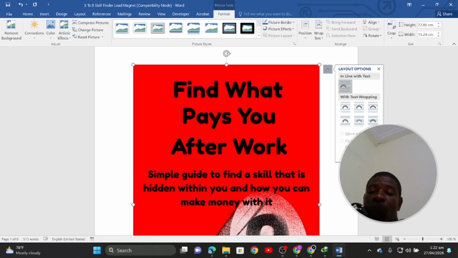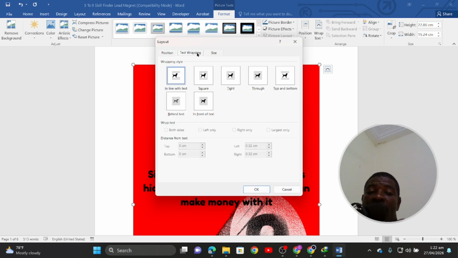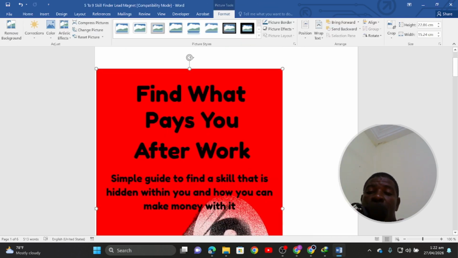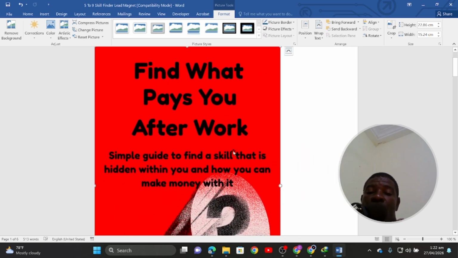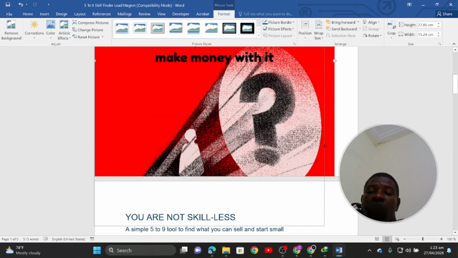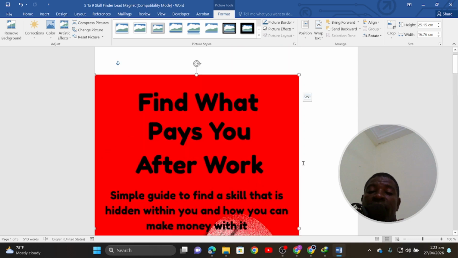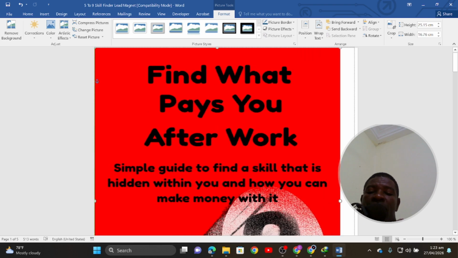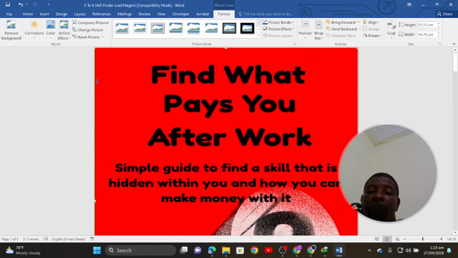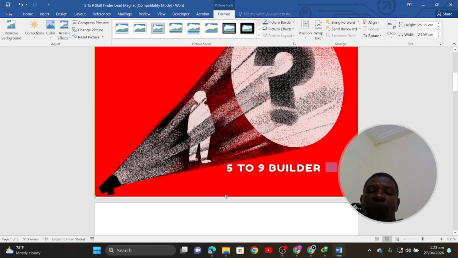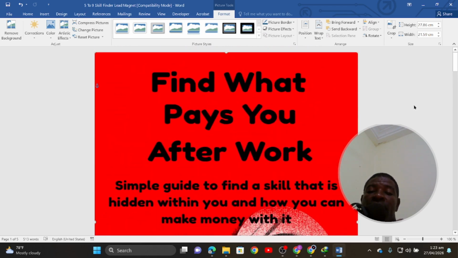Then I go to see more, and then I come to text wrapping. Okay, then I go to front. Okay, then I click OK. So this will allow me to move this image to wherever I want, so that I'll be able to stretch the image to take the whole page. You see, like this. Alright, so what I'm going to do is just move this up, stretch this one here, come down, and then push it back down. Okay, so this is it.